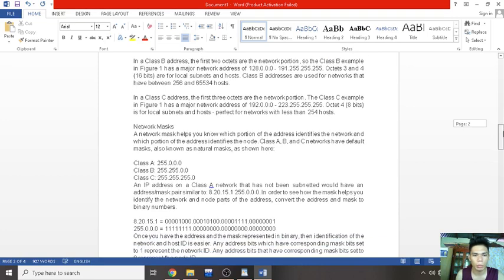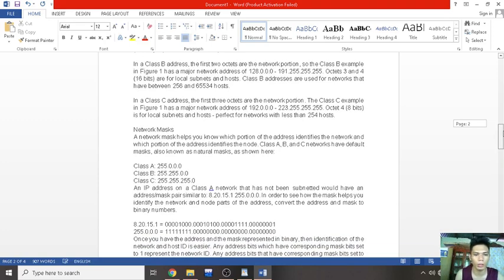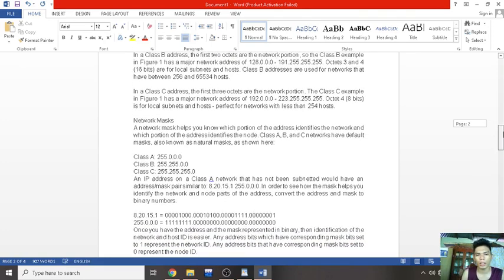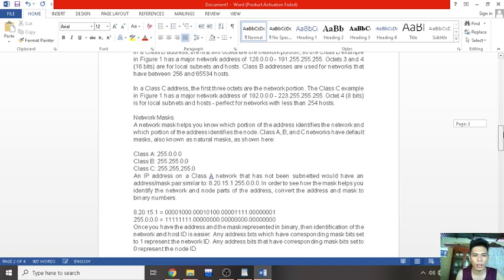In a class B address, the first two octets are the network portion. The class B example in figure 1 has a major network address of 128.0.0.0 through 191.255.255.255. Octets 3 and 4, the last 16 bits, are for local subnets and hosts.